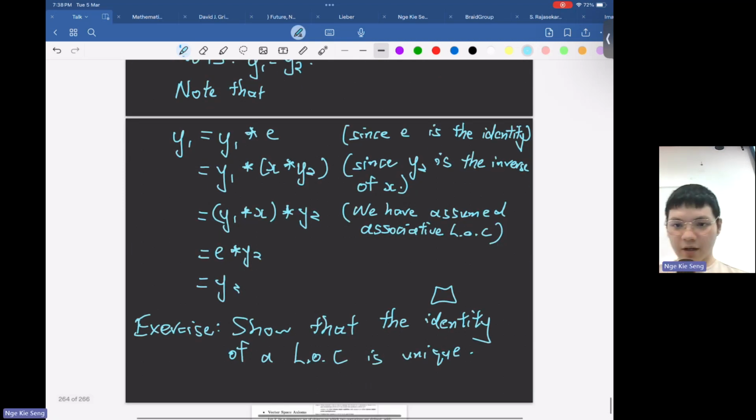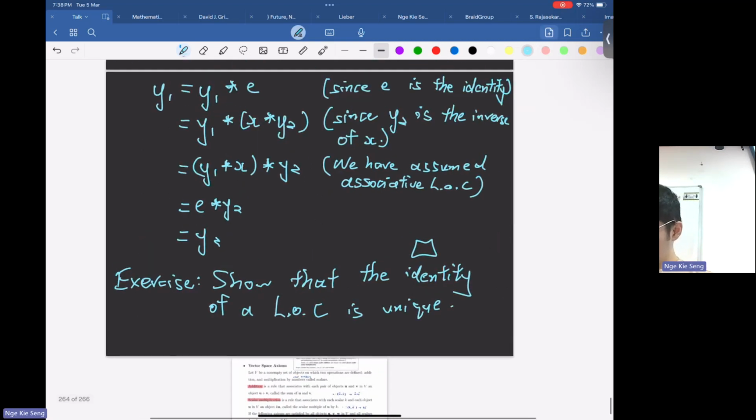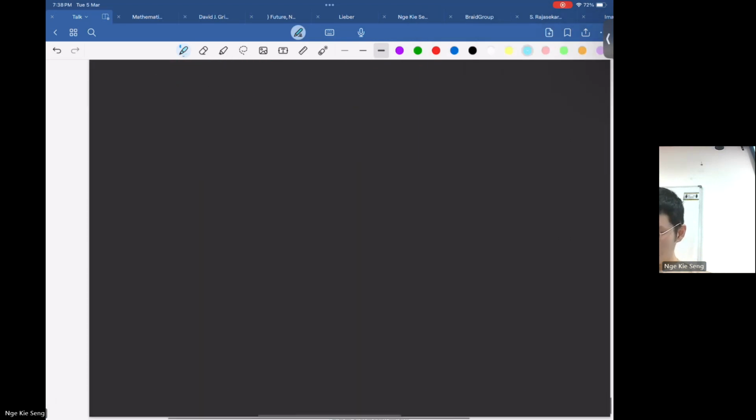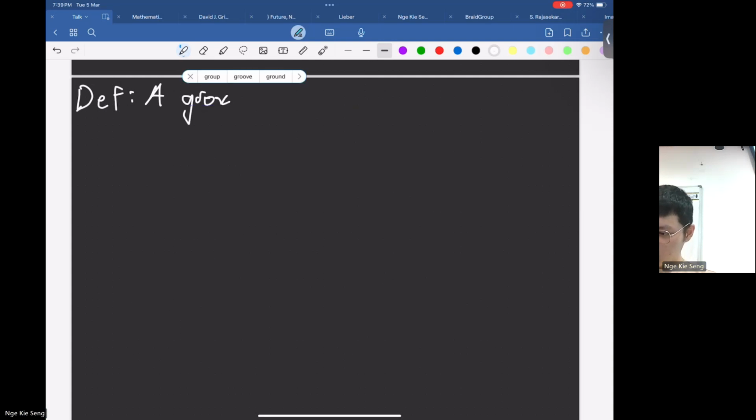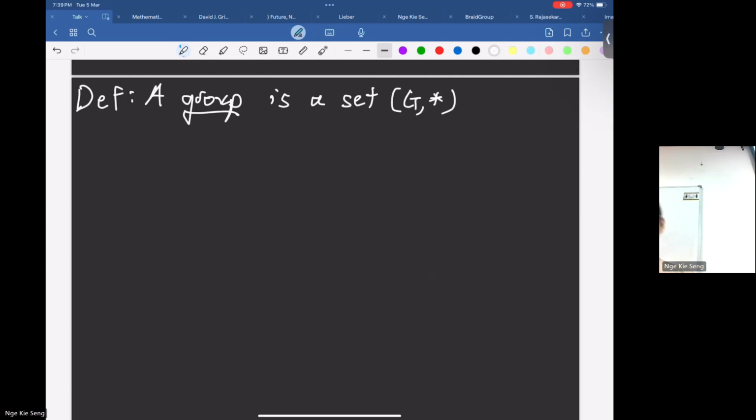Okay, so I think we are good to introduce group now. A group, first of all, it is a set. Okay, it is a set. I will write it as G, comma, the composition, the law of composition. So it's a tuple. This composition has to be associative.